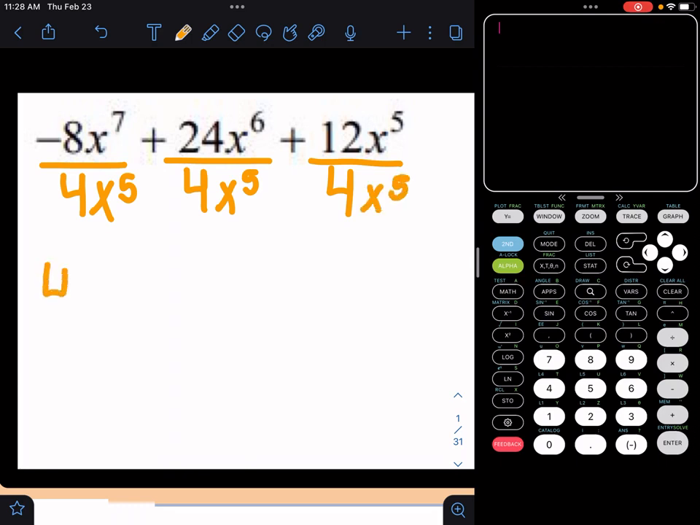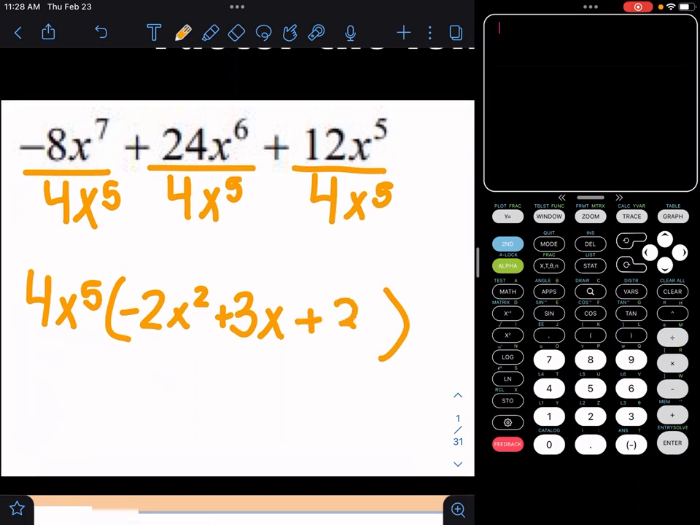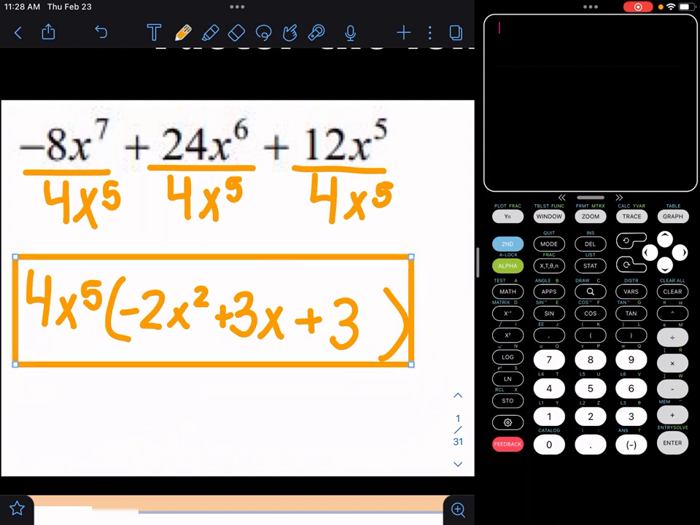So my GCF is 4x to the 5th, and now in parentheses, I'm going to put what I get from dividing. So negative 8 divided by 4 is negative 2. Then we have x, 7 minus 5 is 2. Then put our plus, 24 divided by 4 is 3. Then we have x, 6 minus 5 is 1. Then plus, 12 divided by 4 is 3. And then x to the 5th divided by x to the 5th, they just cancel out because we have x to the 0, which would give us 1, and 1 times 3 is just 3. So this would be how we factor out the GCF.